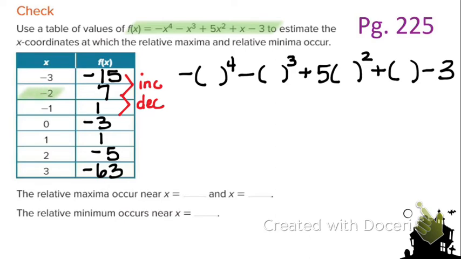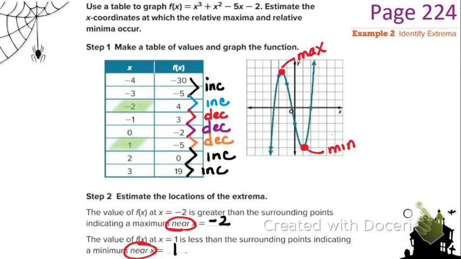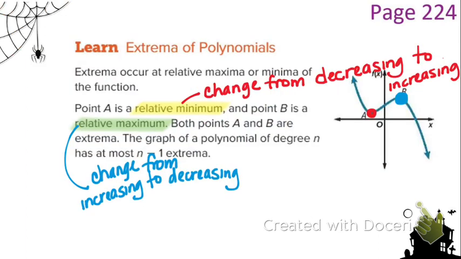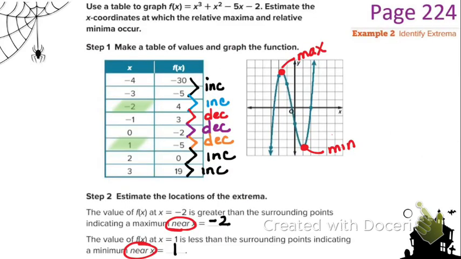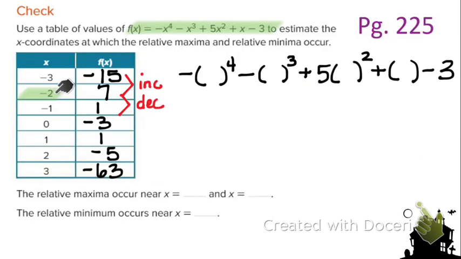So somewhere near -2, do we call that a maximum or a minimum when we change from increasing to decreasing? Let's go back a couple slides. So increasing to decreasing, is that a maximum or a minimum? It's a maximum. So our first place is -2. So at -2, somewhere near -2. It's not exactly at -2. Emphasis on the word near -2. We're going to have a maximum.